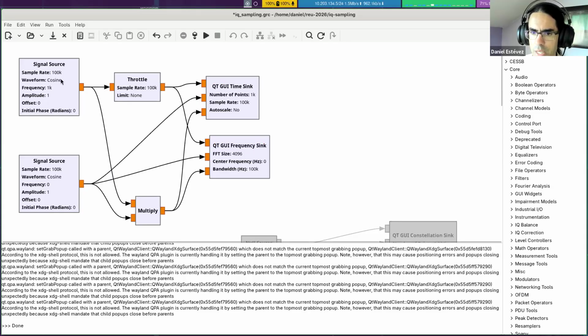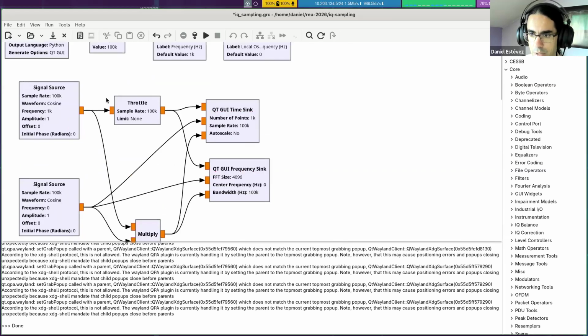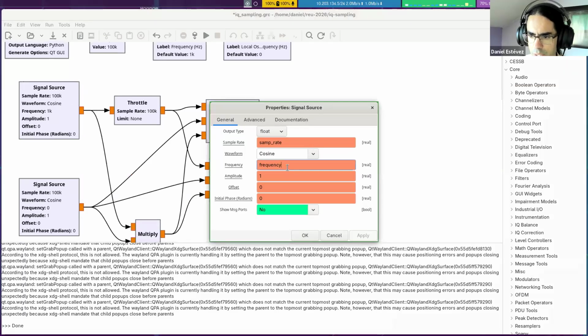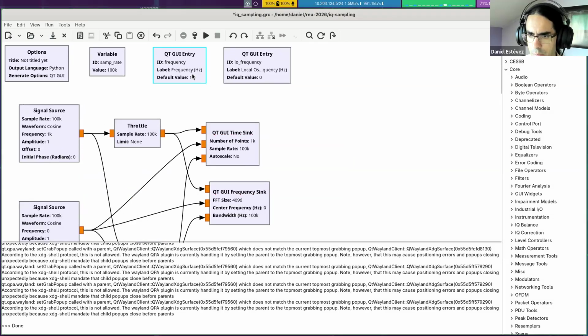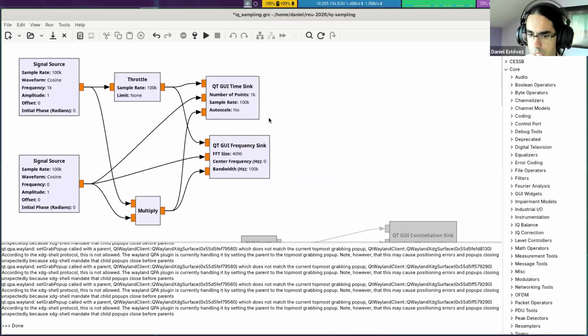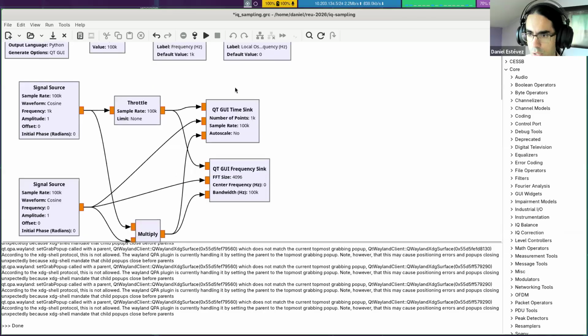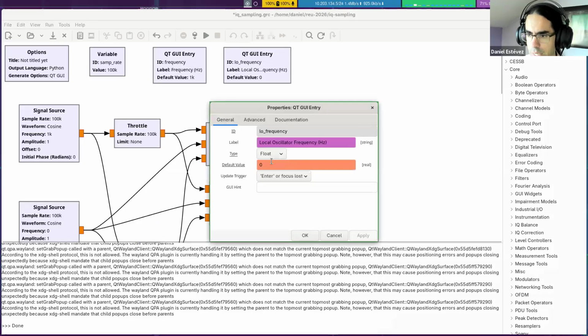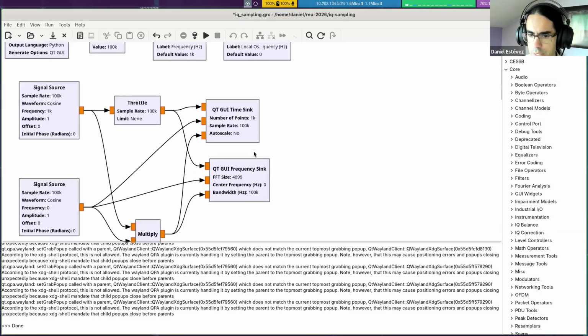So the thing we have now is two sinusoids. They have different frequencies. By default, they are both set to the same frequency. But this one uses this frequency QT entry thing, and this one uses the LO frequency, and LO means local oscillator. I will explain in a second why that is usually called local oscillator. So this is the local oscillator frequency, the frequency of the second thing.